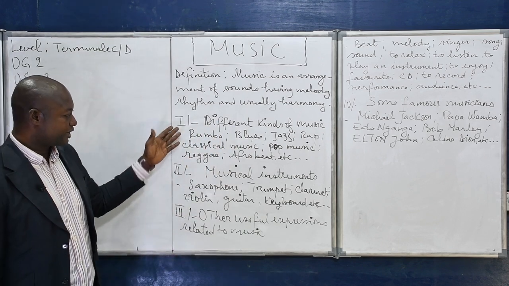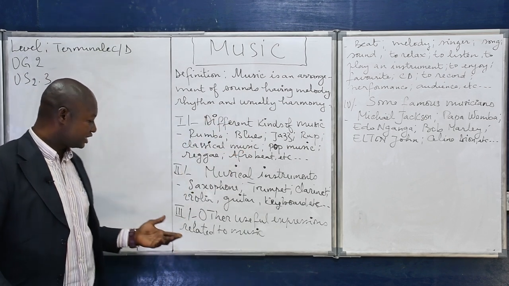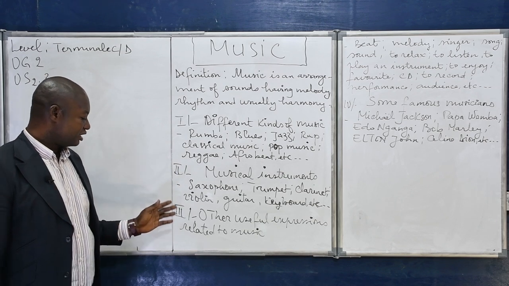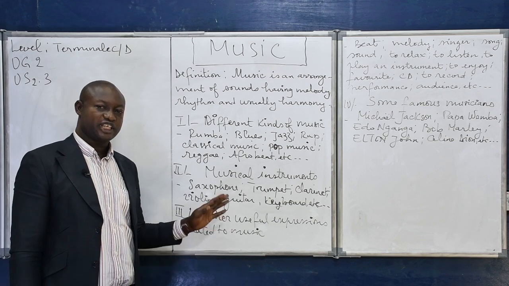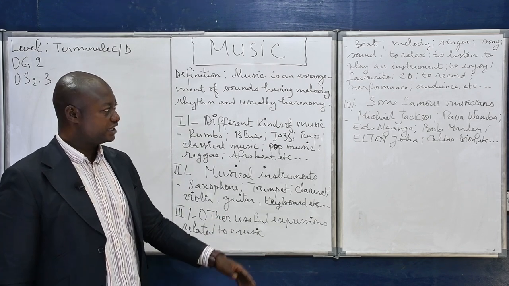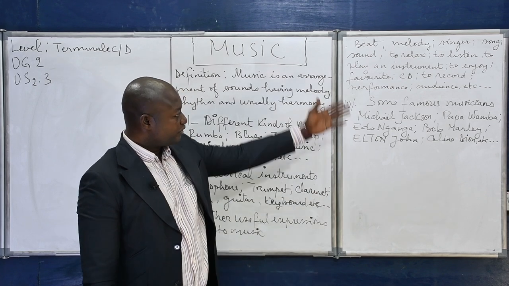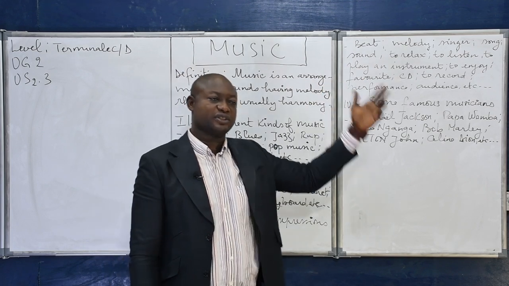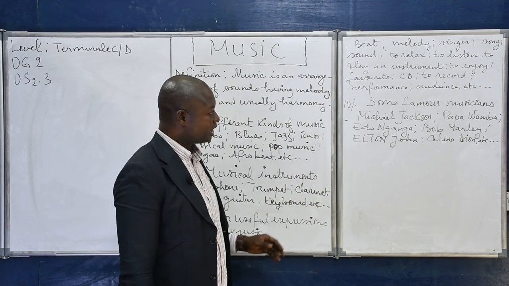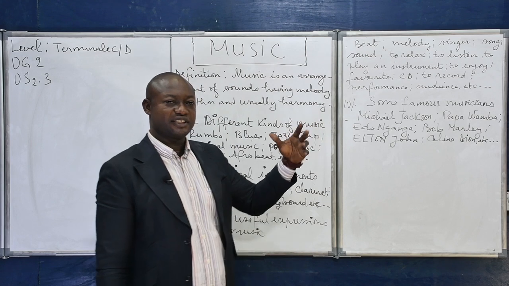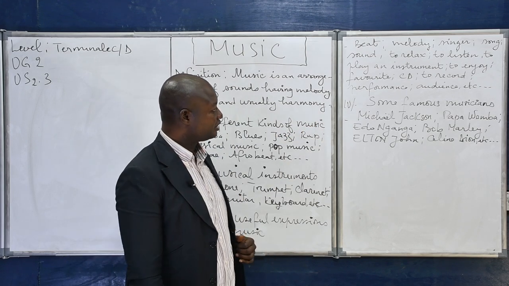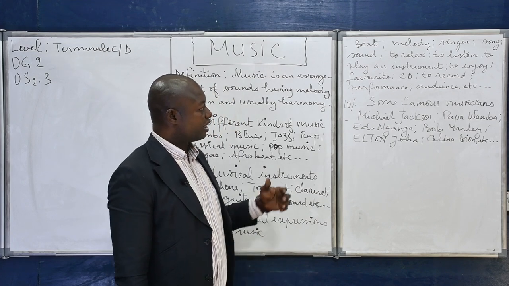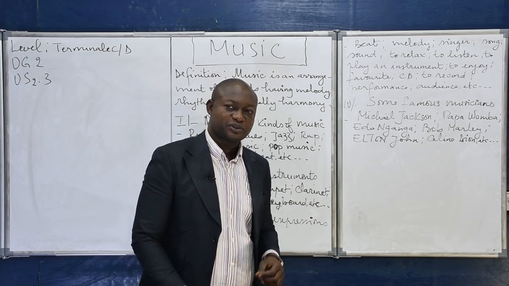Donc, so, the first part is different kinds of music. The second part is musical instruments. The third one, other useful expressions related to music. We have, for example, a beat, melody, singer. Okay, we have speakers, the bass speakers. We have hi-fi system. We have to listen. We have to enjoy, to like.